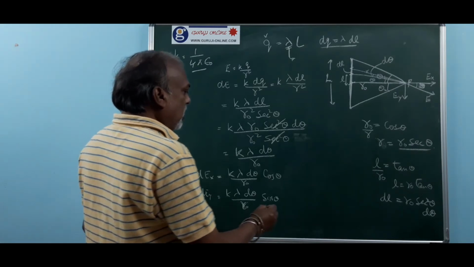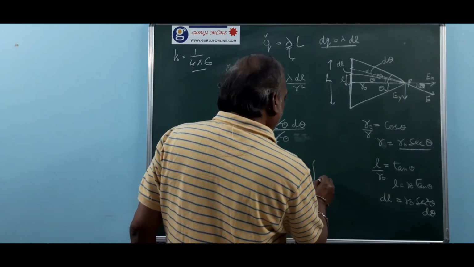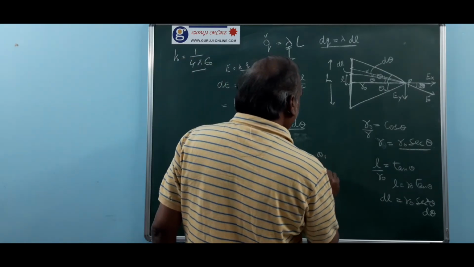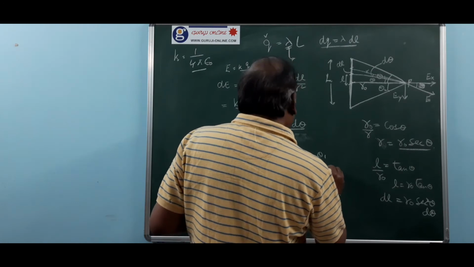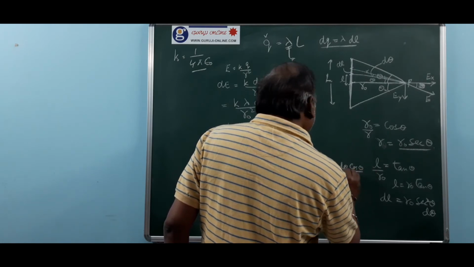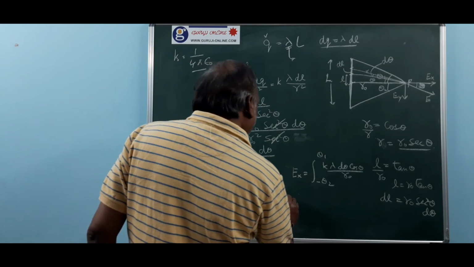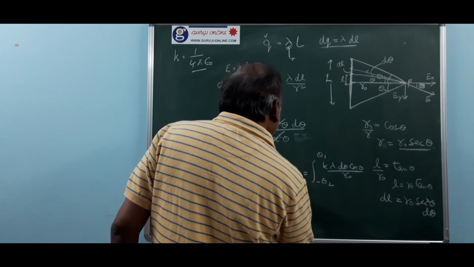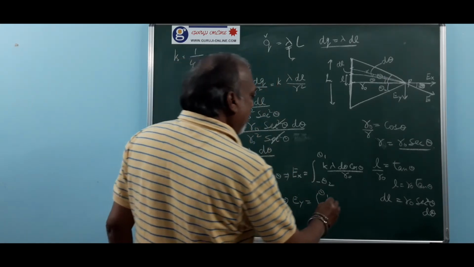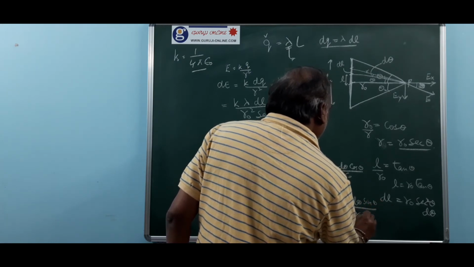So let us see. Ex will be the integral from theta 1 to minus theta 2 of K lambda d theta cos theta upon R0, and Ey will be the integral of K lambda d theta sin theta upon R0.